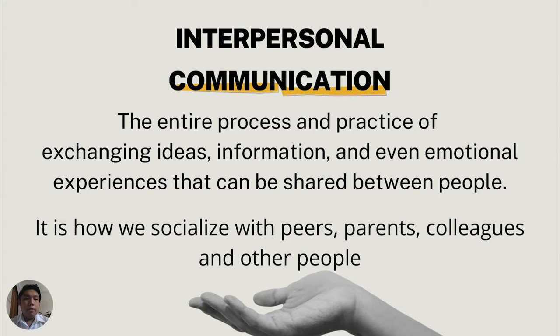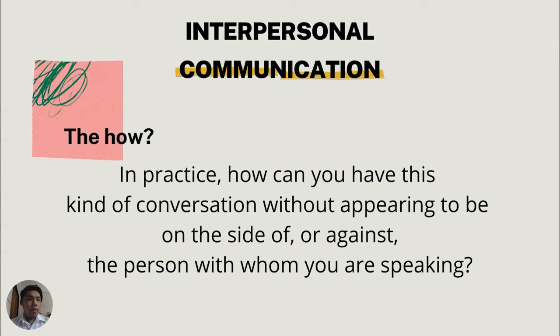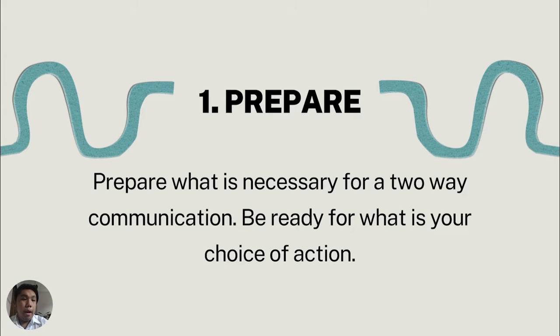So let's move on. The how. In practice, how can you have this kind of conversation? How do we have a good interpersonal communication that we are able to be in the middle, not on the sides, or not against the sender or the receiver of the message. So I have a checklist here on how to do that, and this is how we validate the person's argument. Moving on. Number one of the checklist is prepare.